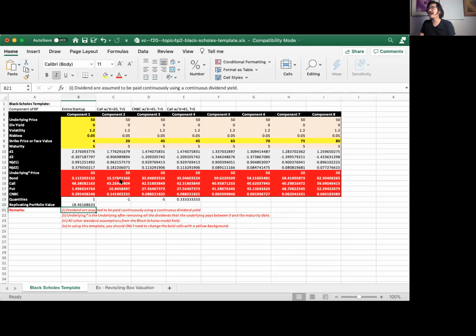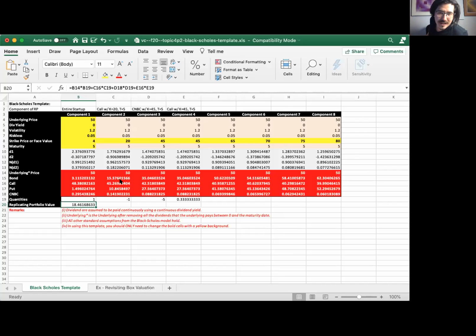So now I push enter and I have a number. My number is 18.46. This tells me that this security is worth right now, if we believe the assumptions we made here, our best guess is that it is worth 18.46 million. The whole company is worth 50, so we're talking about almost 37% of the firm value is this specific security. Folks have any questions about this?